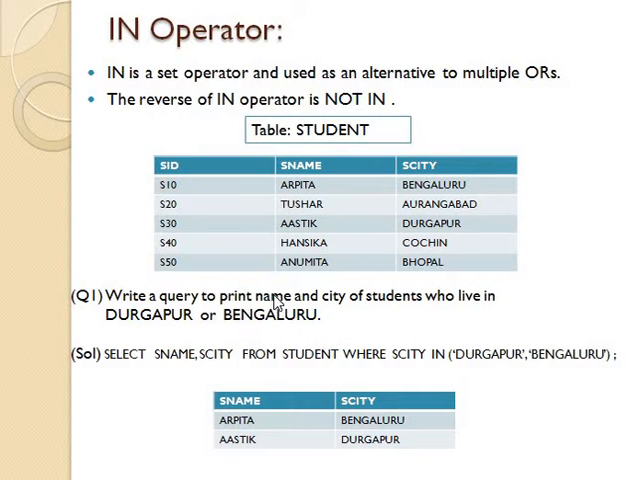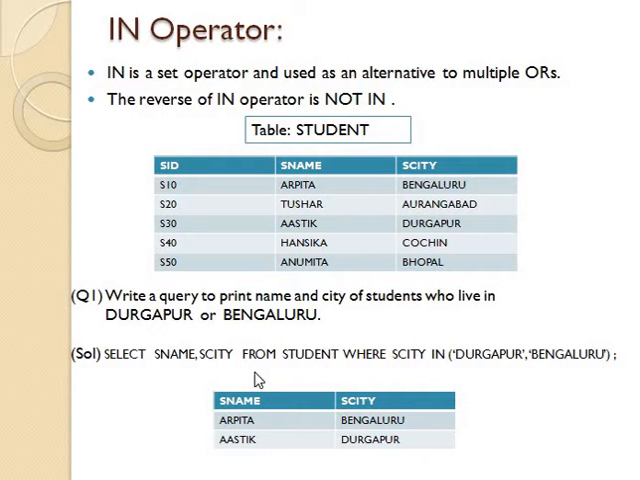Now since name is represented by the SNAME column and the city of students is represented by the SCT column of the student table, we write the query as select SNAME, SCT from the table student and then give the condition. We will give the condition in the where clause. Since the students have to be either from the city Durgapur or Bangalore, I write the where clause as where SCT in Durgapur, Bangalore. So we have 2 choices, Durgapur and Bangalore.